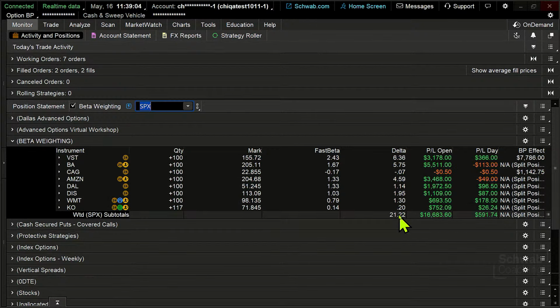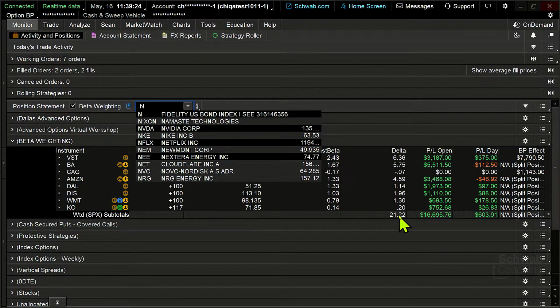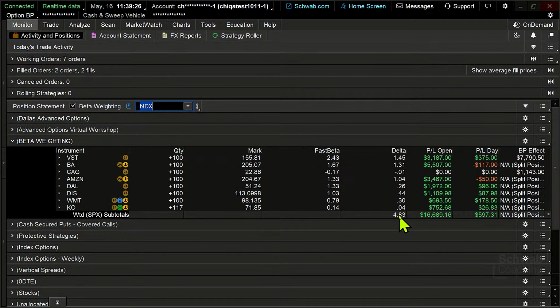But if we were to start to add stocks that have a high sensitivity, now you could really start to increase that portfolio. Now, do you have to beta weight it to the SPX? No. If most of the stocks in this portfolio were, say, technology stocks, you could beta weight it to NDX, right? And now you can see how sensitive this is to the NDX. I'm going to put this back to SPX.